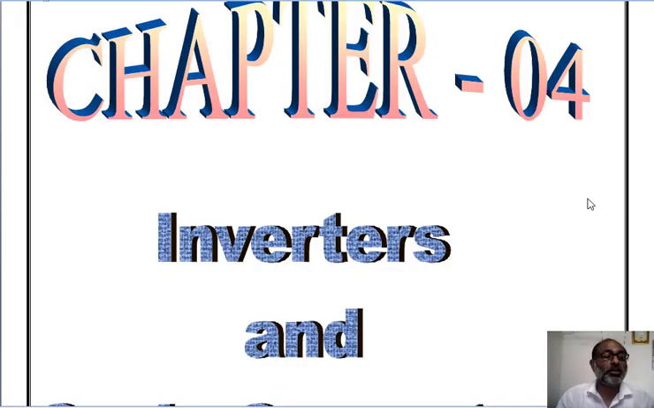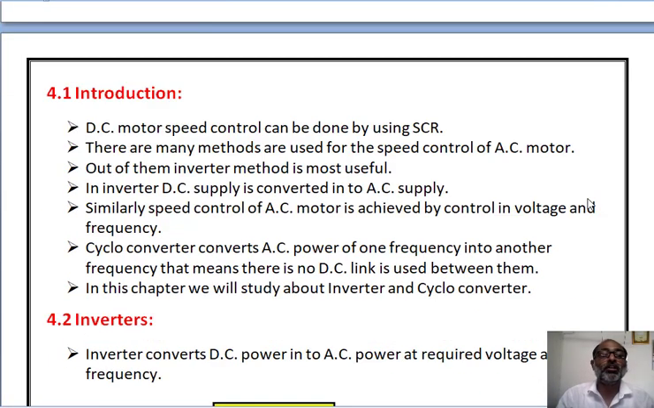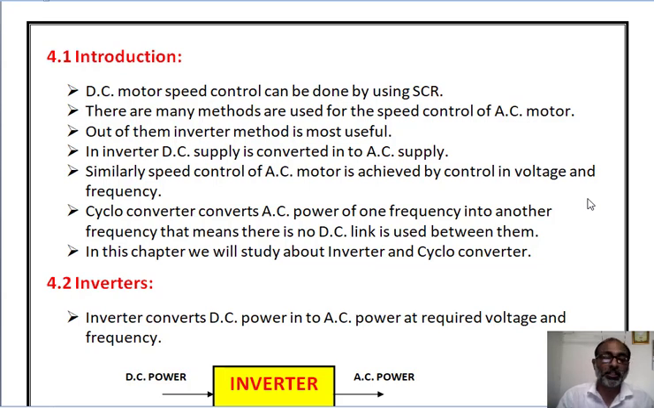Chapter number 4, inverters and cycloconverters. First, let us see the introduction. We have seen that DC motor speed can be controlled by the SCR.